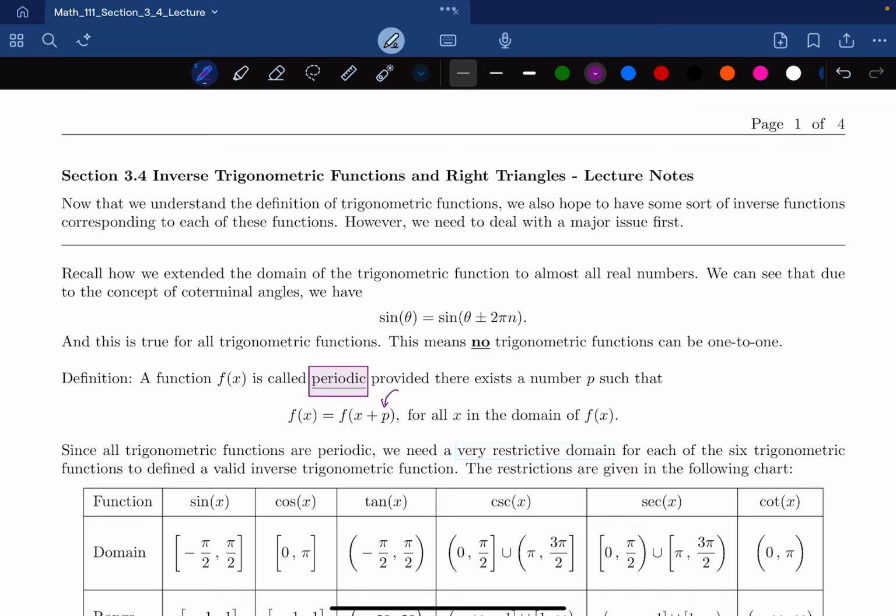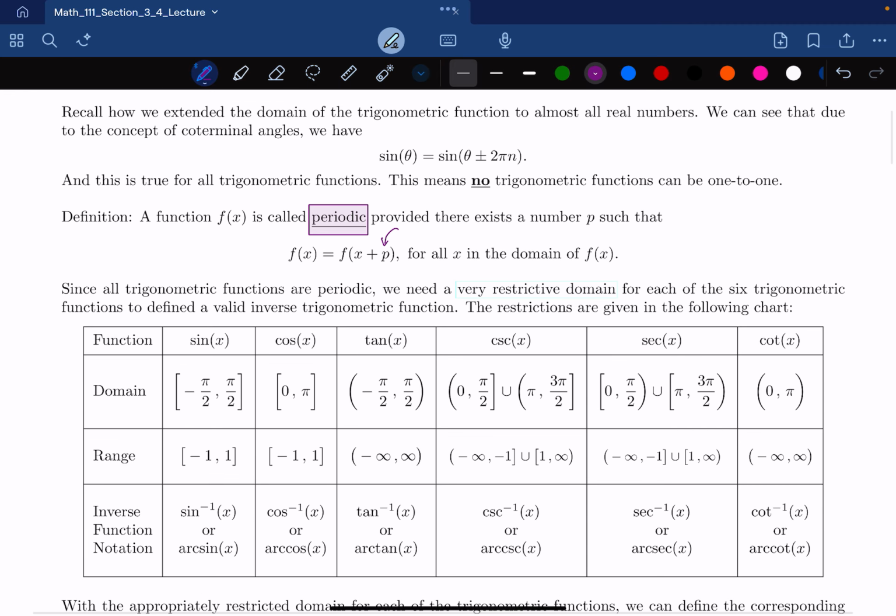They repeat themselves every so often. Therefore, we don't have one-to-one. Luckily for us, though, we have a way to handle functions that are not one-to-one. And the way we do that is by cutting its domain, right? We form a restricted domain, so then we do have one-to-one.